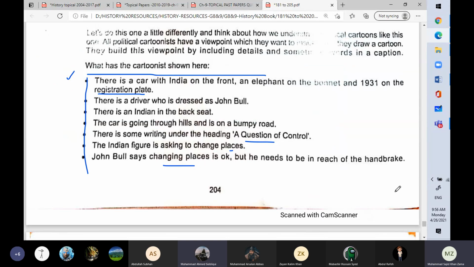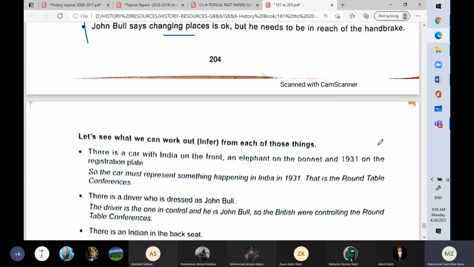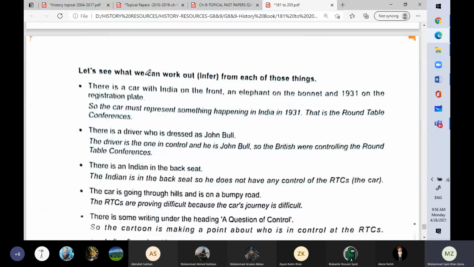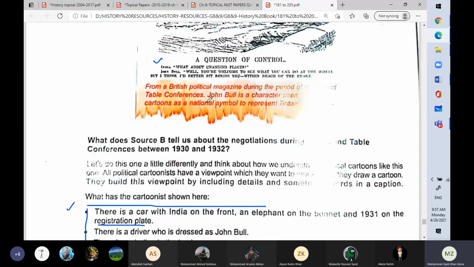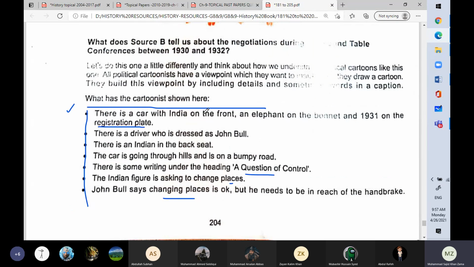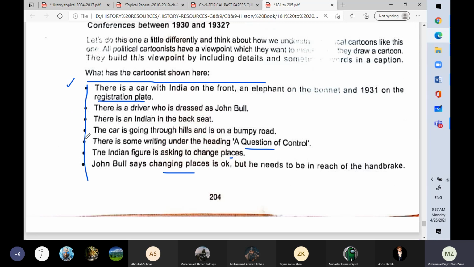Yes, sir. So in step number two, let's see, we can work out inferences from each of these things. Now in the exam, you are not required to identify each and every surface feature and then infer or conclude something out of it. You better choose two or three, name them, then infer, and then explain, meaning support.